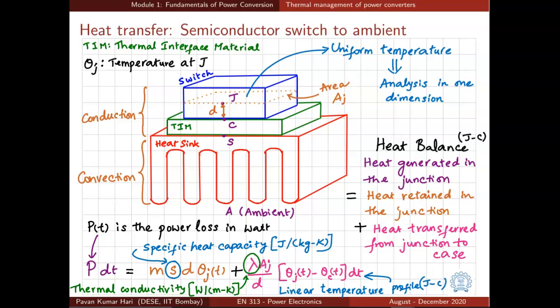And the second term on the right hand side is the heat transferred from junction to case. This is again happening through conduction. So if we assume a linear temperature profile from junction to case, it can be expressed as lambda times Aj by d, which is multiplied by the temperature difference of theta j minus theta c. And Aj is the cross sectional area as shown in the figure, and lambda is the thermal conductivity of the semiconductor material, whose units are watts per meter Kelvin, and d is the distance between junction and case in the direction shown in the figure.